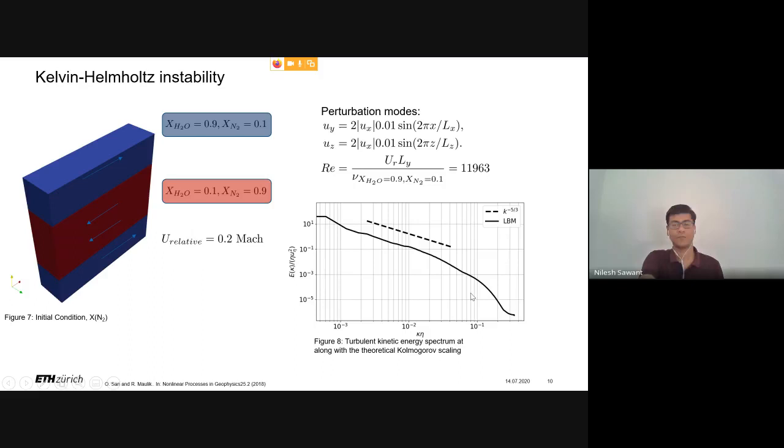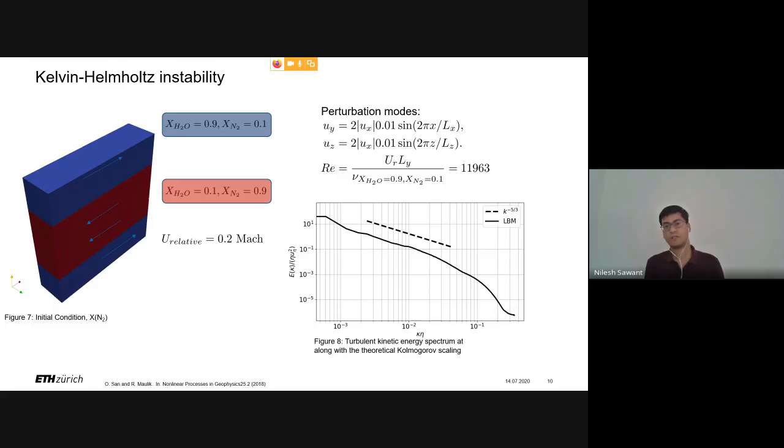Moving on to a slightly bigger test case, we also did Kelvin-Helmholtz instability with two components where we take a 90-10 composition of water and nitrogen, just to make the case a bit difficult. The relative Mach number was 0.2 and the Reynolds number was 12,000. So we have a perturbation mode in velocity in the y direction and another perturbation mode in the z direction.